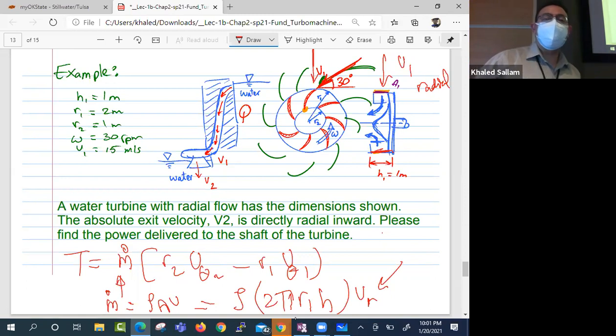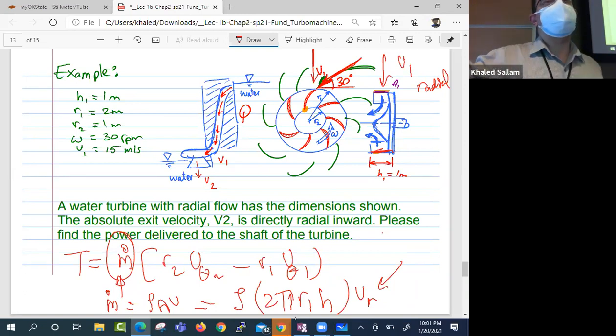Okay, to recap, what did we learn today? We learned that to calculate the torque on a pump rotor, or a turbine rotor, or any turbomachine, the equation for the torque is m dot times r2 V theta 2 minus r1 V theta 1. What's V theta 2 and V theta 1? Those are the tangential components of the absolute velocity. And to calculate the m dot, it's rho A V. What V? The V normal to the area.